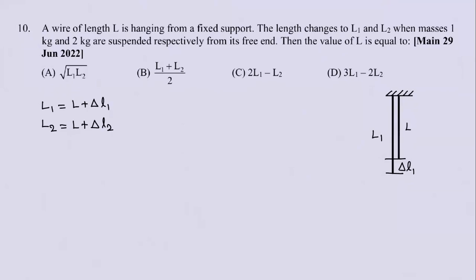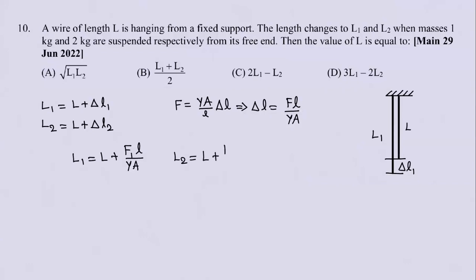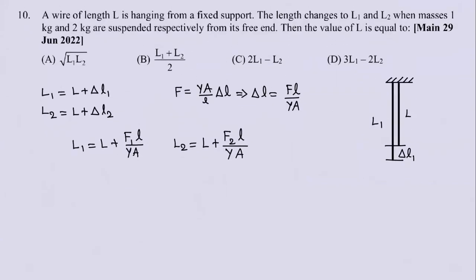F is equal to Kx, K is Ya by L into delta L. That implies delta L is equal to F into L by Ya. Now substitute the value there. Then I can write like this: L1 is equal to L plus F1 L by Ya, and L2 is equal to L plus F2 L by Ya. That's it. Now observe this, that F1, F2 is given.